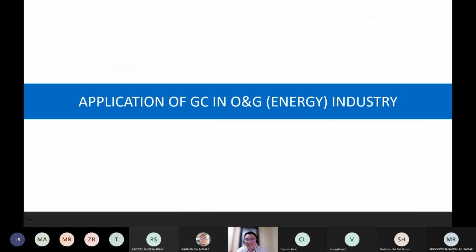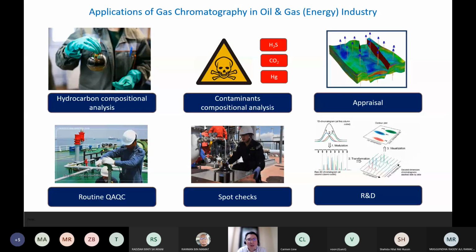So let's look into the application of GC in the oil and gas industry. Can I have the next slide, please? Okay, so overall, gas chromatography per se has a huge application in the oil and gas industry. We use it for everything and anything under the sun, technically. Mainly it's used for hydrocarbon compositional analysis.